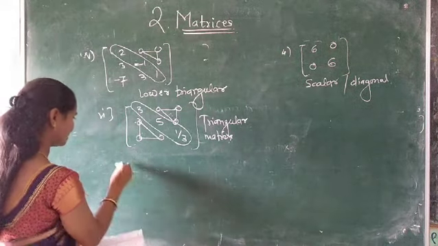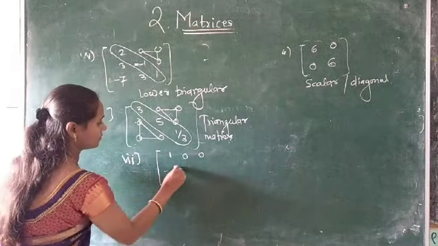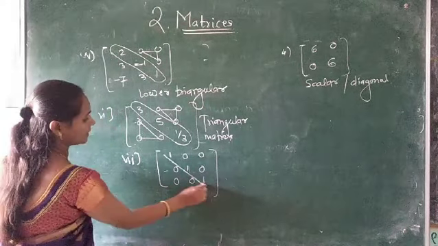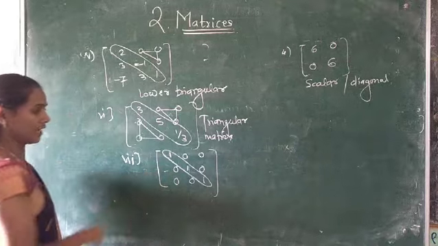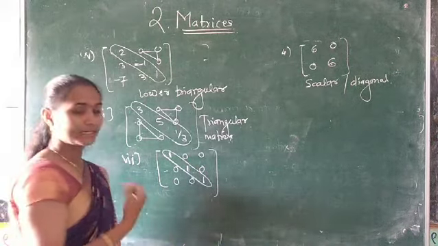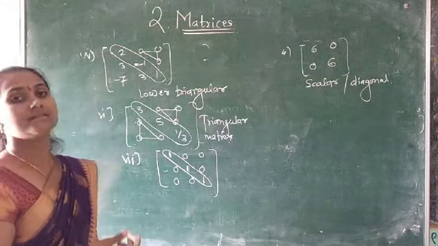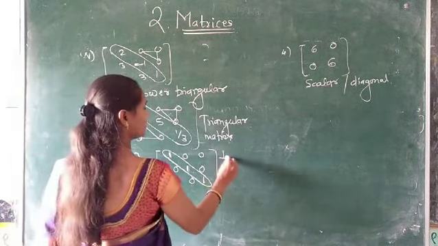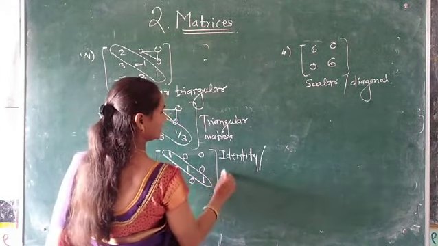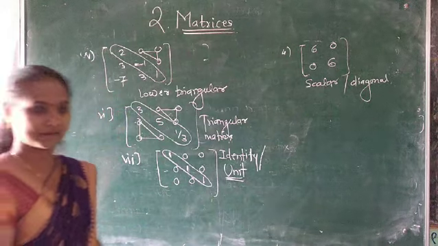Next one, last one is there: 1, 0, 0, 0, 1, 0 and 0, 0, 1. So here all the elements above the diagonal and below the diagonal are 0 and all the diagonal elements are 1. So it is called a scalar matrix, but here we say that it is an identity matrix, or it is also called a unit matrix. So these are some types of matrices.